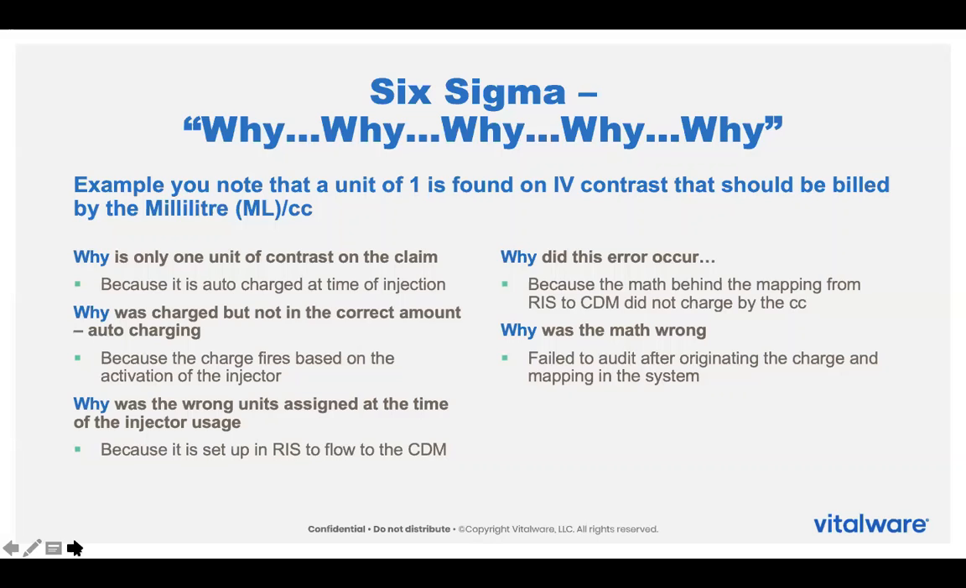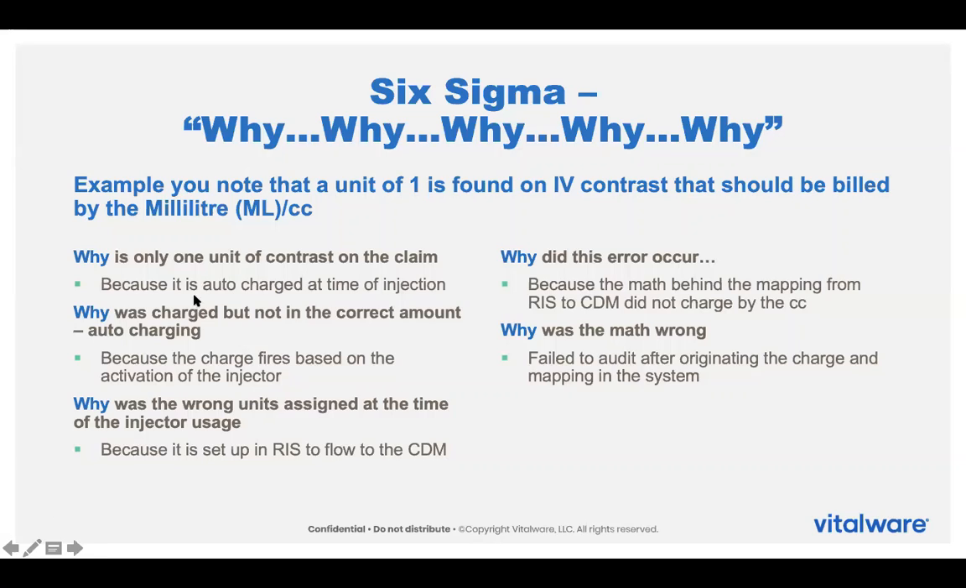Why did this occur? Because the math behind the mapping from the radiology CDM did not charge by the cc, but charged by the vial. Why was the math wrong? They failed to audit after originating the charge and mapping in the system. So this is an actual example. I did find this example, and every one of their contrasts were billed as 1. And so we went ahead and looked, and this was the issue.